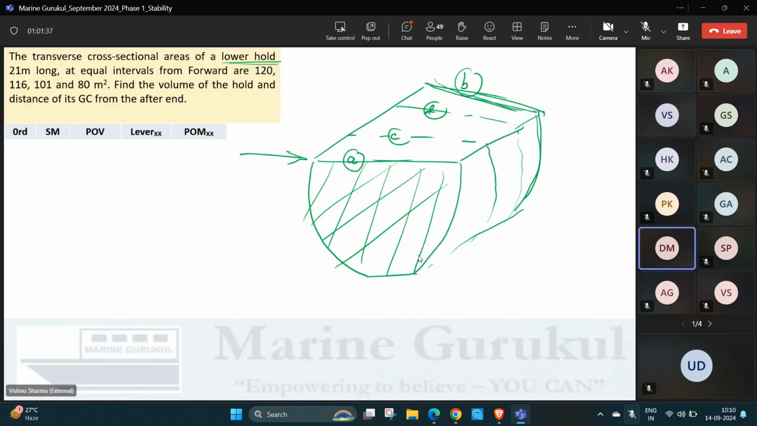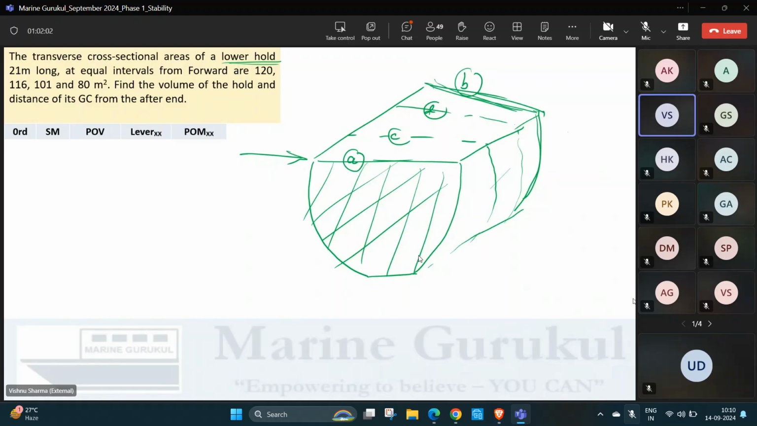Correct? So now if you integrate these areas, will it not result into volume again? It will result into volume again. Am I right? Yes, sir. So it will again result into volume. So what has happened? Orientation has changed.